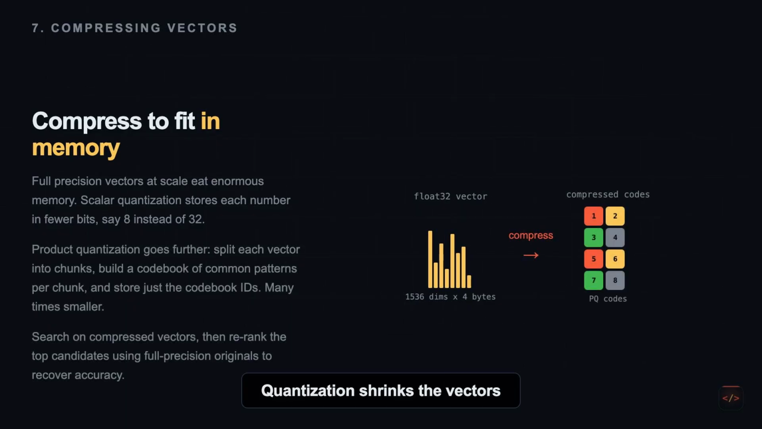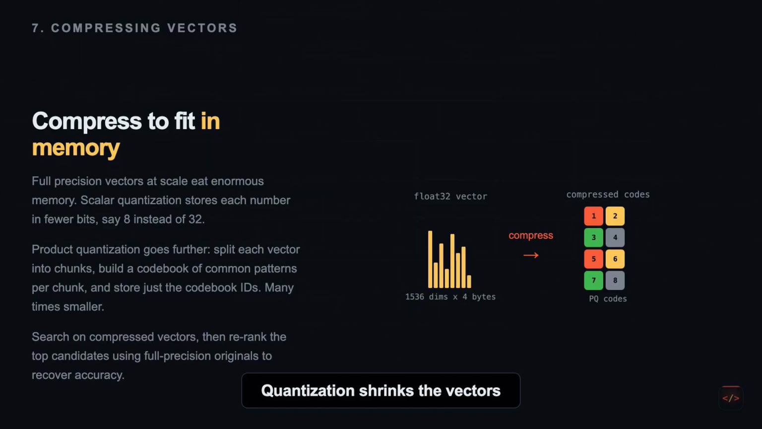At scale, the vectors themselves become the cost. So consider the scenario: millions of high dimensional vectors in full precision eat enormous memory. So what you do is you apply quantization on it. Quantization actually shrinks them. You can do scalar quantization, which stores each number in fewer bits, say 8 instead of 32. Product quantization even goes further. It splits each vector into chunks, builds a small codebook of common patterns per chunk, and stores just the codebook IDs, compressing vectors many times over.